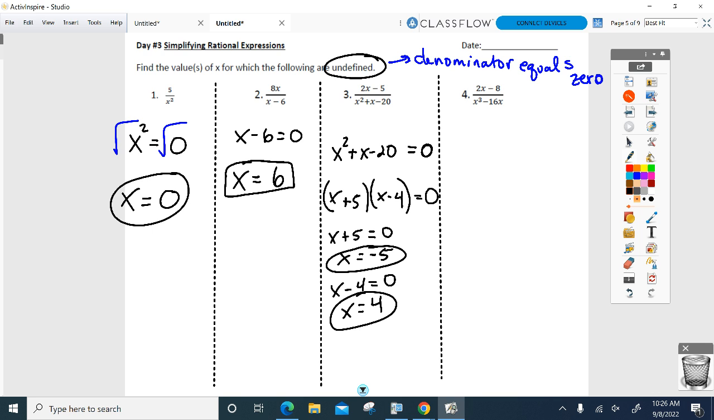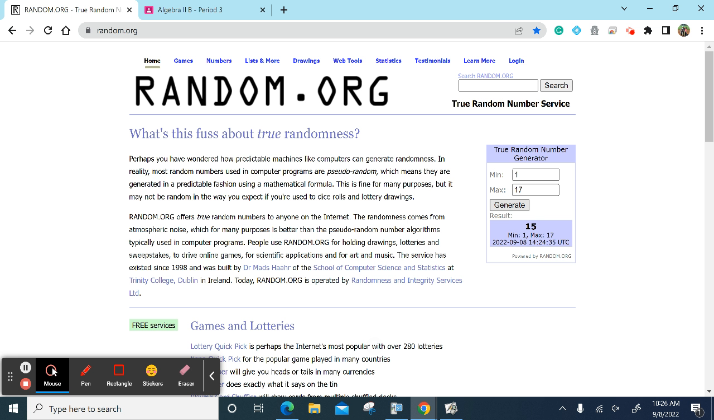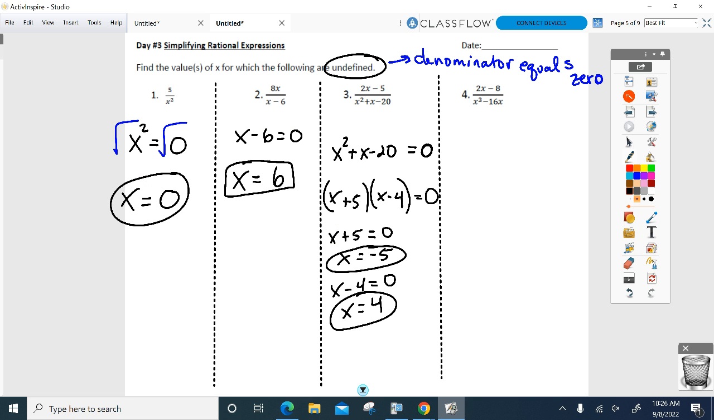Ready to go to the last one? All right, this one's a little tougher. They grow in difficulty. What's my denominator? X cubed minus 16x. When is it equal to 0 if I'm asking for undefined? Don't start making new math on me here. X cubed, and there's a minus 16x. You look to factor.